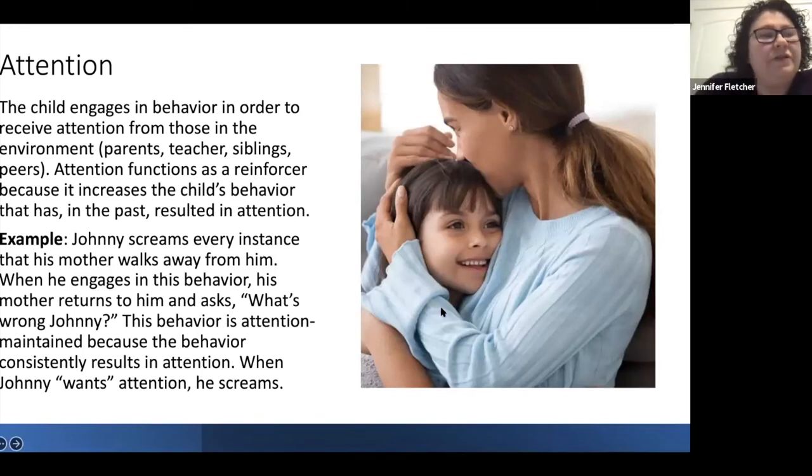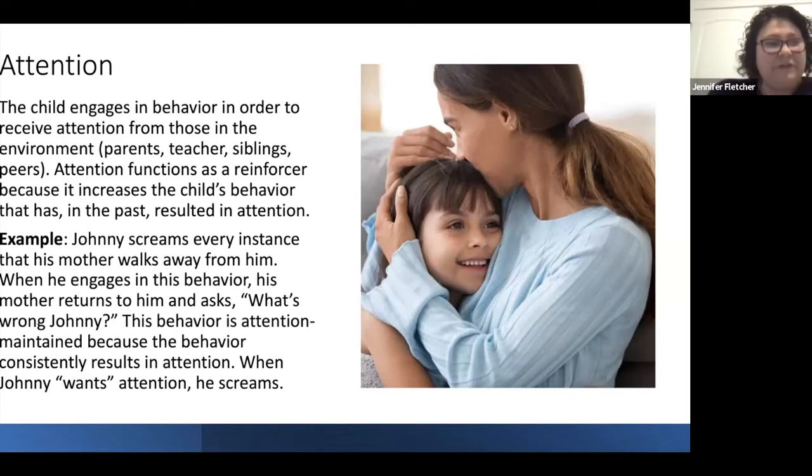So for attention, the child engages in behavior in order to receive attention from those within the environment. And that can be parents, teachers, siblings, peers, just basically anybody that's there, other family members. And then the attention functions as the reinforcer because it causes that child's behavior to increase in order to get the attention. All behavior is learned. So at some point in your child's history, if it's attention-based, that means that they've cried, they've gotten attention. And that's what babies learn to do. They learn to cry. You pick them up or you feed them, and they learn to start differentiating. Oh, if I do this, then I'm going to get my mom's attention or my dad's attention or whatever family member's in there. So they've engaged in the behavior in the past and have gotten attention out of it.